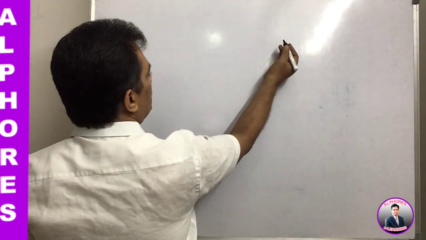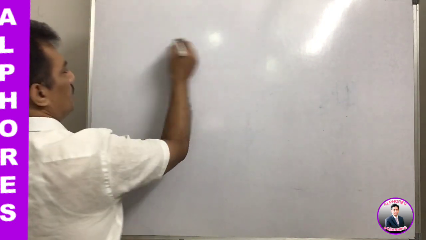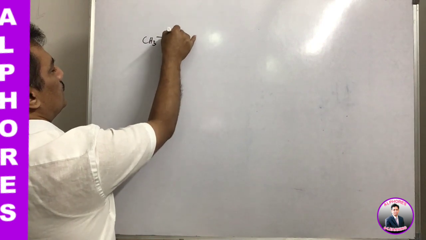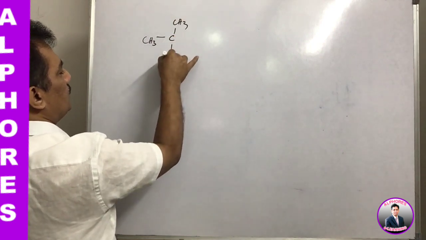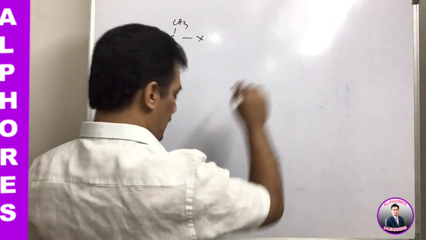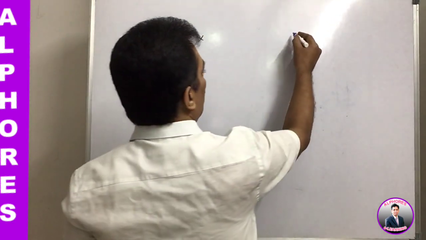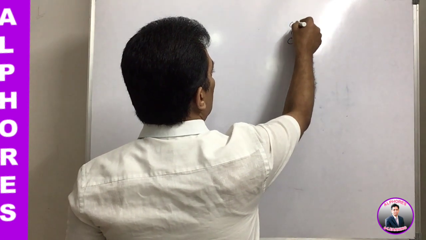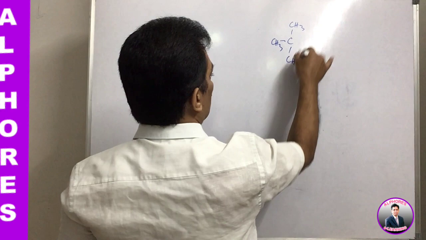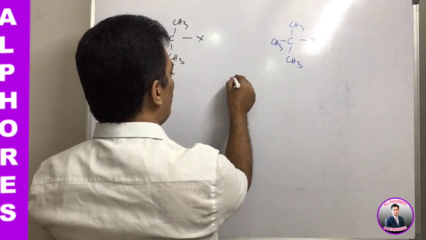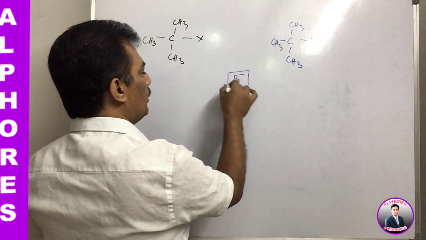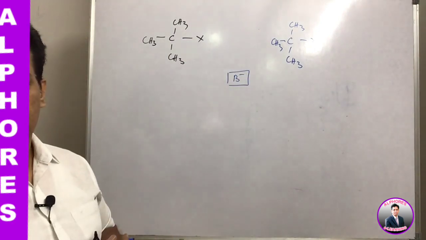Again, let me consider tertiary butyl, CH3, C, CH3, CH3, X. The same, let me explain here: CH3, CH3, CH3, X. And now B minus is there. It is the reagent that is going to attack on both of these.